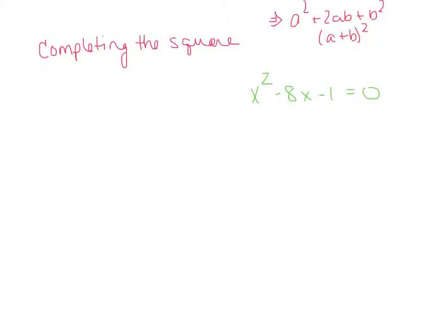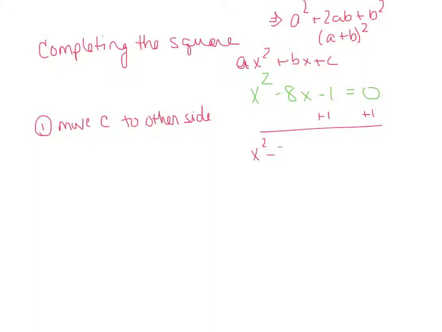So step number 1 is to move c to the other side. Can't write and talk today. If you remember, a general form for a quadratic is ax squared plus bx plus c. So that's where we're getting c from. So we're going to add 1 to both sides. So x squared minus 8x, and I want to leave a space and make it equal to 1.